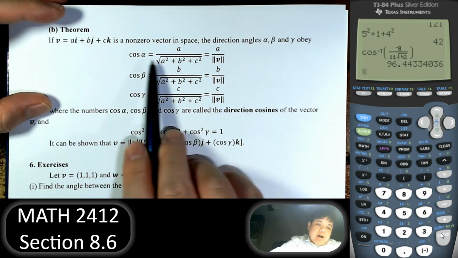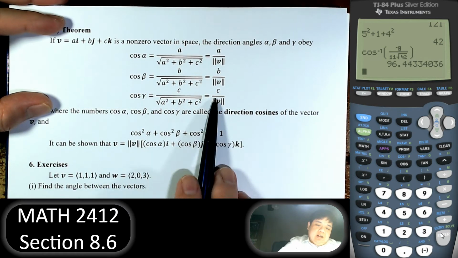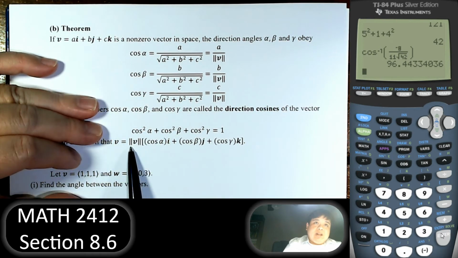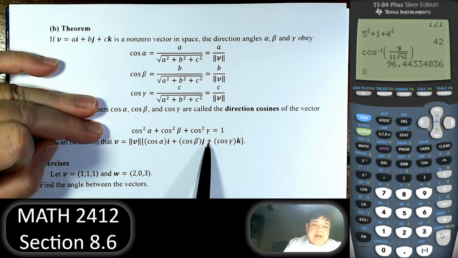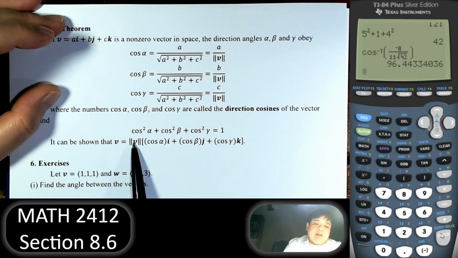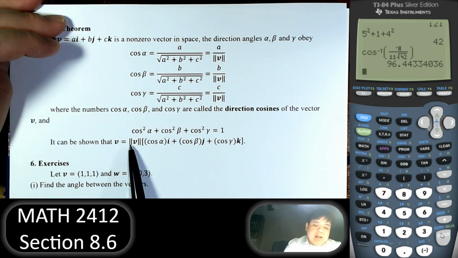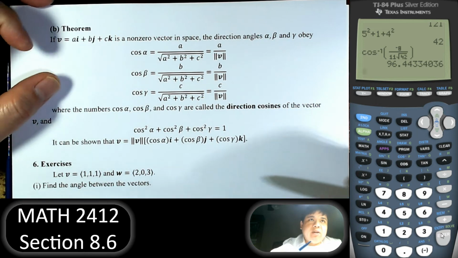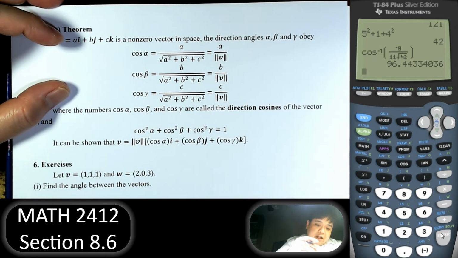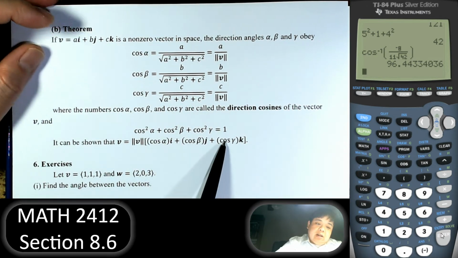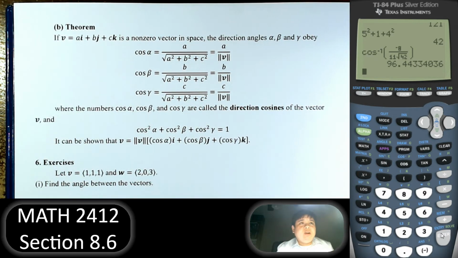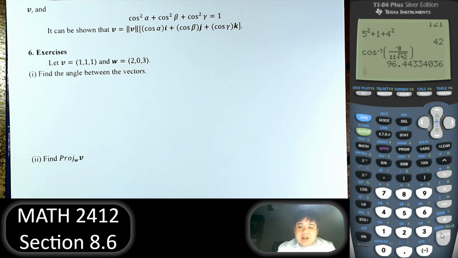And of course we multiply on both sides. We have the x component is the magnitude of v times cosine of alpha, and then the y component is the magnitude of v times cosine of beta, and then the magnitude of v times cosine of gamma for z. Just multiply on both sides. That's simple enough. And it can be shown that the sum of the squares of the cosines of the direction angles is equal to 1. I'm not focused on that. Now let's just go to an exercise.